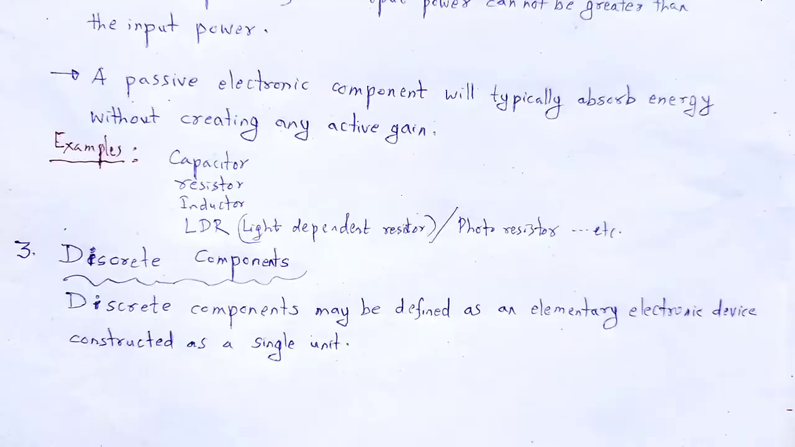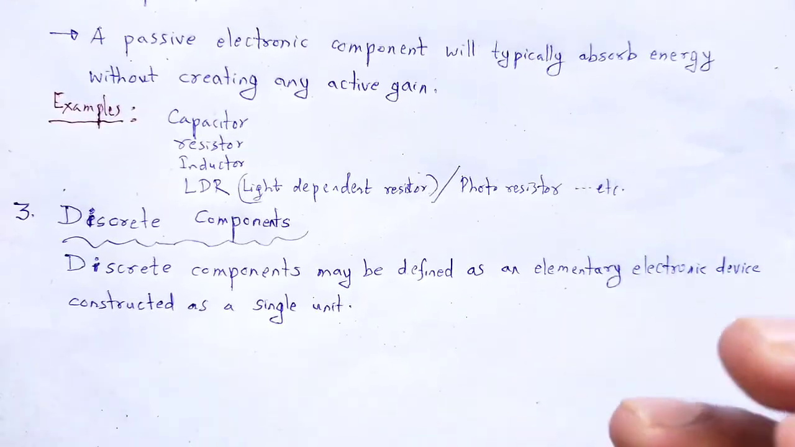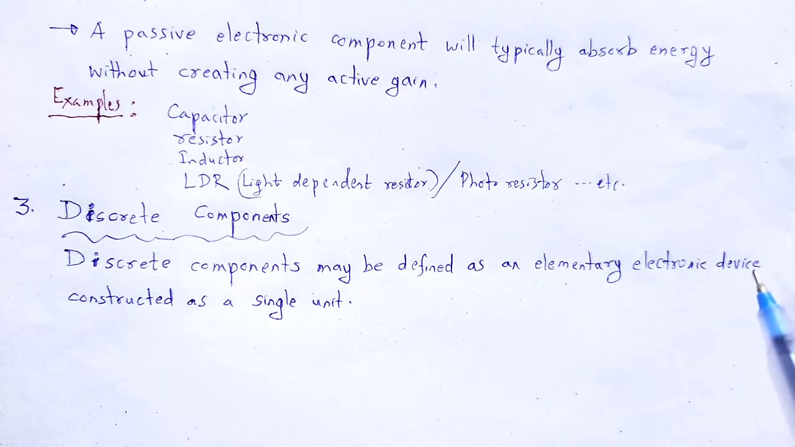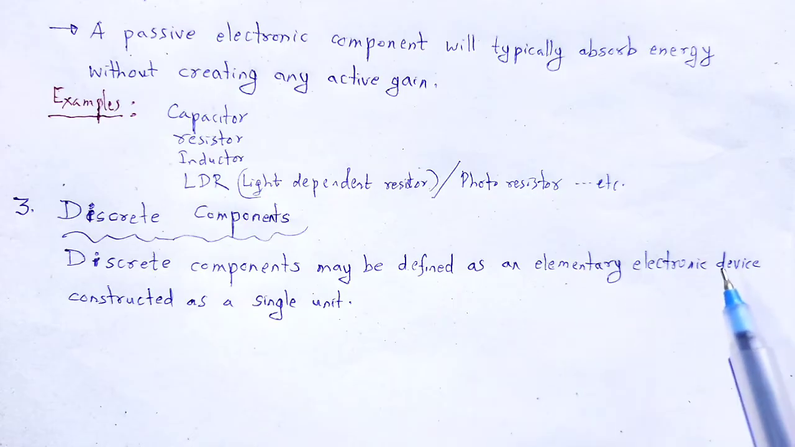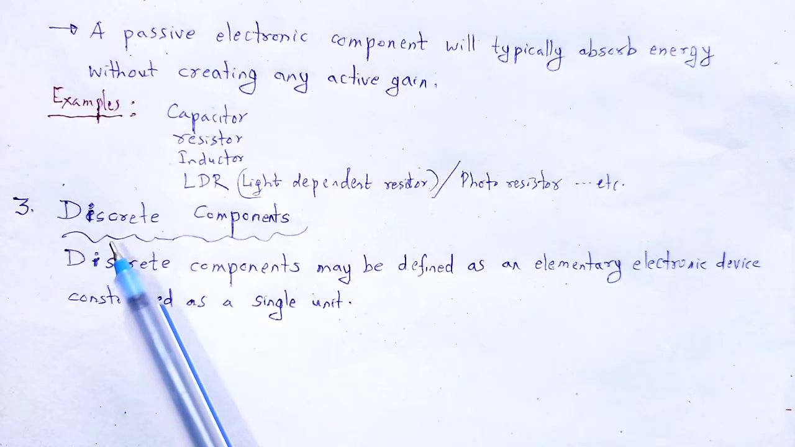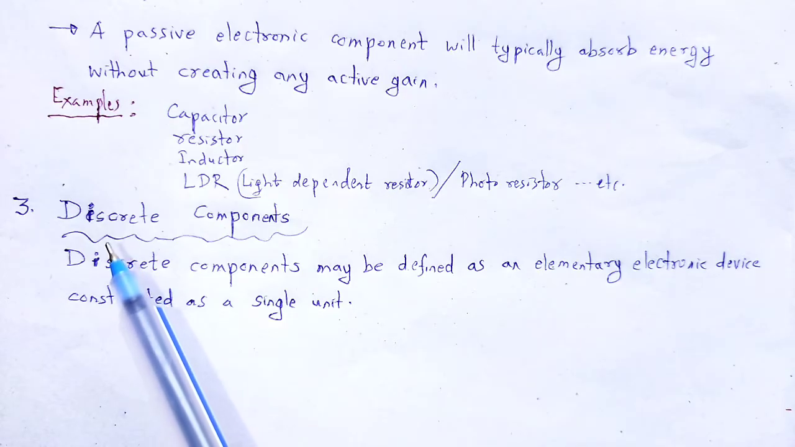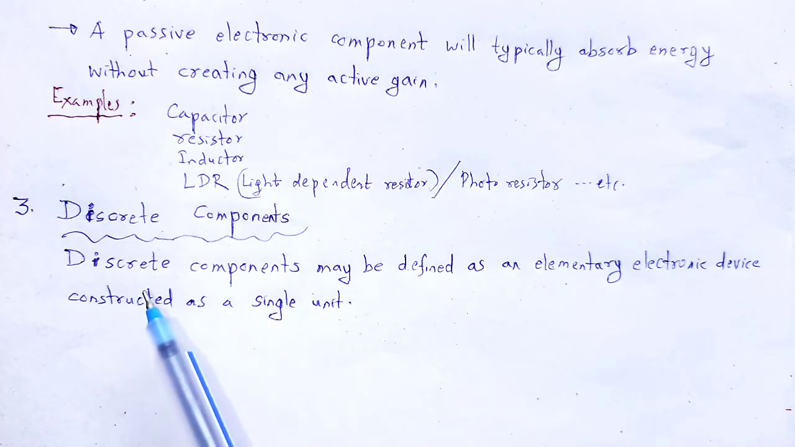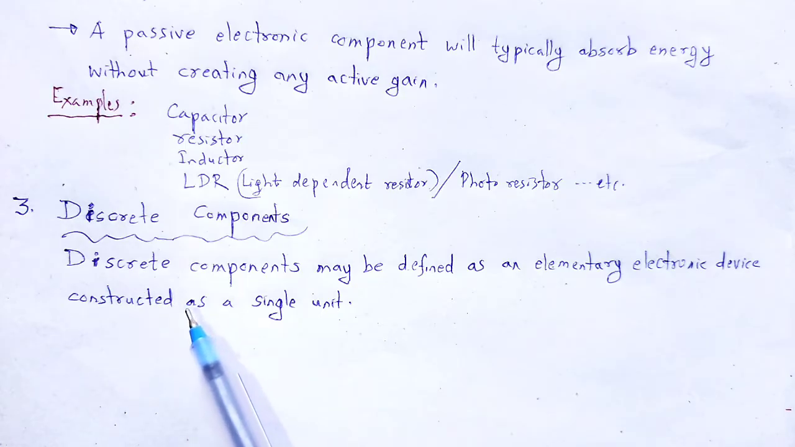Next, discrete components. Discrete components we basically define as an elementary electronic device constructed as a single unit. Discrete, the name indicates it is distinct, means that the electronic device is constructed individually.